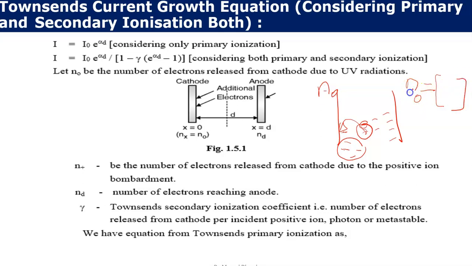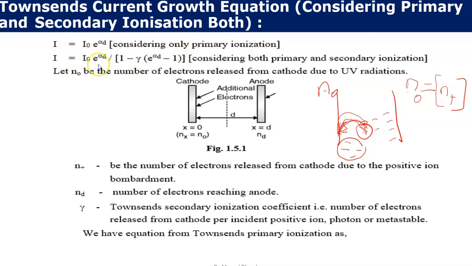We have to consider N0 in terms of N plus also. So N plus means electrons liberated due to positive ion impact. This is the part already derived: current I is equal to I0 e raised to alpha d. This we already derived in the earlier session. If any doubt is there, you can see that video lecture considering only primary ionization. So let us start with this equation.